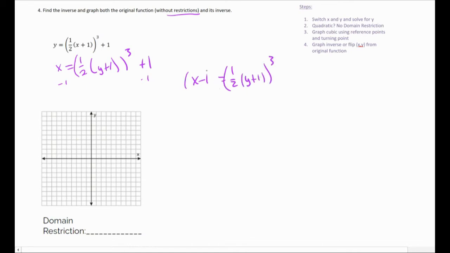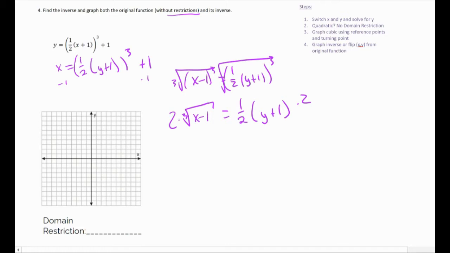And then cube rooting both sides, my mistake. And I get the cube root of x minus 1 equals 1/2 times y plus 1. So I'm going to multiply both sides by 2 to get rid of this 1/2. And then I will subtract 1 from both sides.